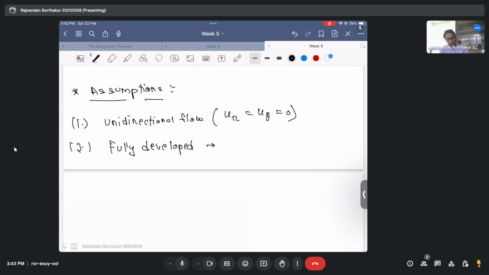By now you understand the consequence of this fully developed flow. So if you just apply this idea by using the continuity equation, you can eventually show that your uz, which is the z direction velocity, is not a function of z.